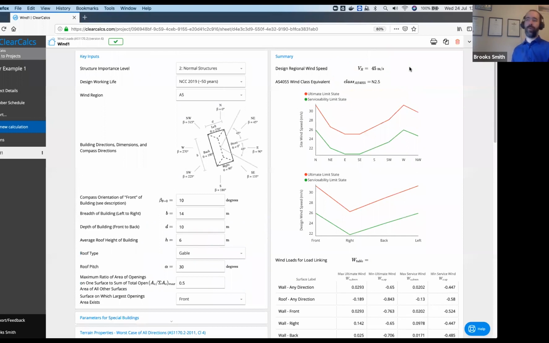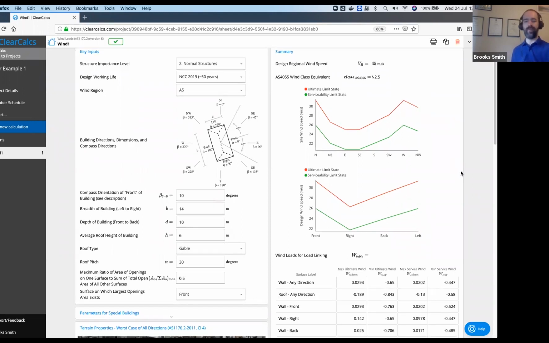We do, just for your reference, give you a class equivalent for AS4055. So while we are designing via 1170, we can tell you roughly what that's equivalent to. So that's roughly equivalent to halfway between an N2 and an N3 in AS4055, so N2.5. Again, that's just for your reference. That's just sort of a fun fact to know, to keep track of where you are for your wind loads. But we do give you that equivalent.